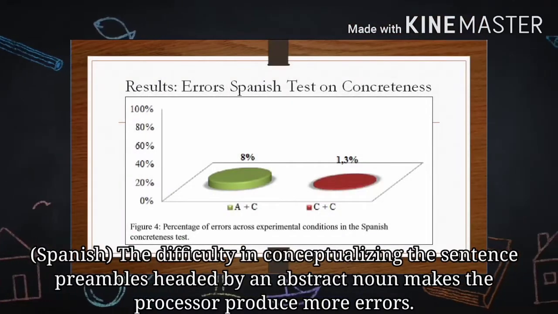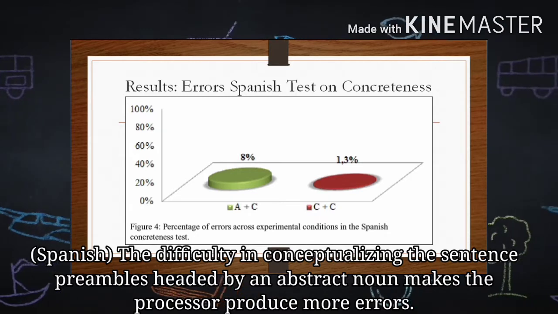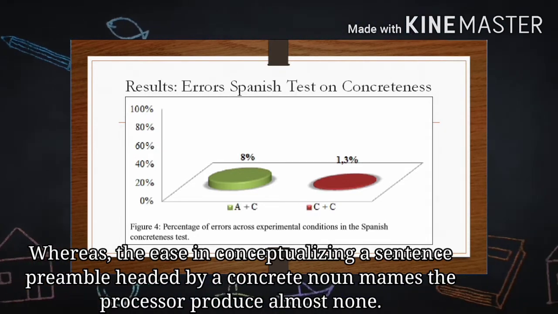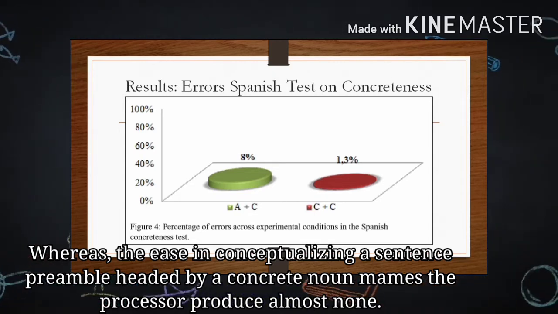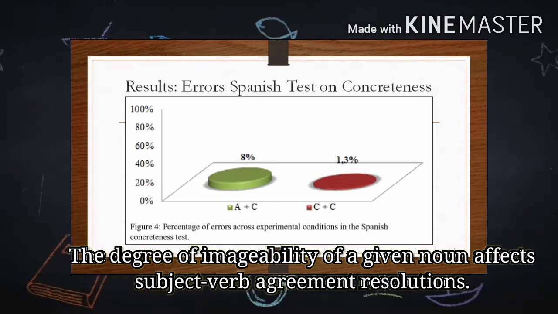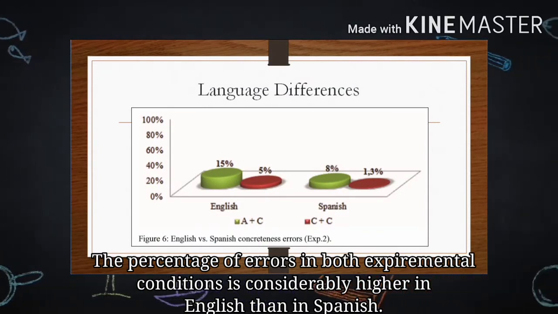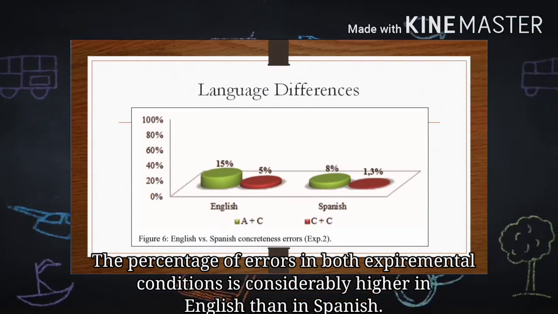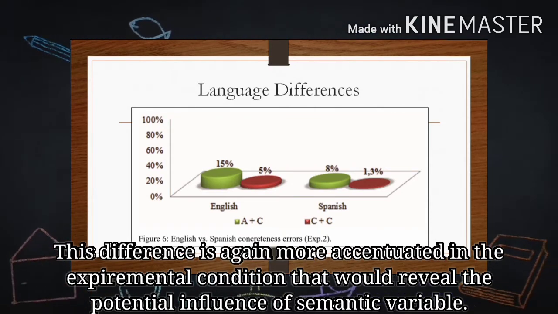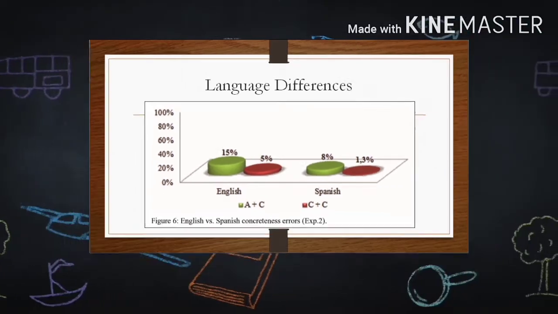In Spanish, the difficulty in conceptualizing sentence preambles headed by an abstract noun makes the processor produce more errors, whereas the ease in conceptualizing a sentence preamble headed by a concrete noun makes the processor produce almost none. This means that the degree of imaginability of a given noun affects subject-verb agreement resolution. Lastly, the percentage of errors in both experimental conditions is considerably higher in English than in Spanish. This difference is again more accentuated in the experimental condition that would reveal the potential influence of the semantic variable.